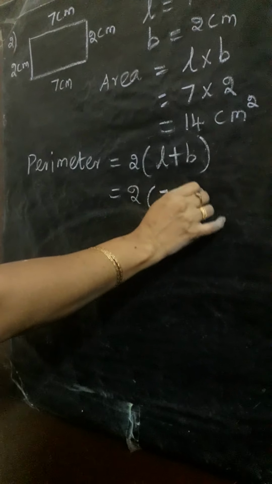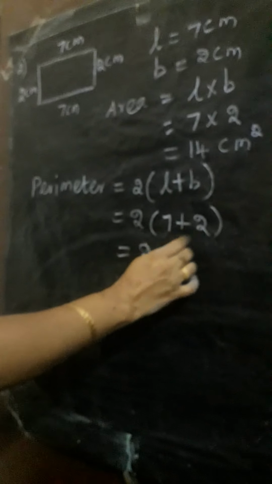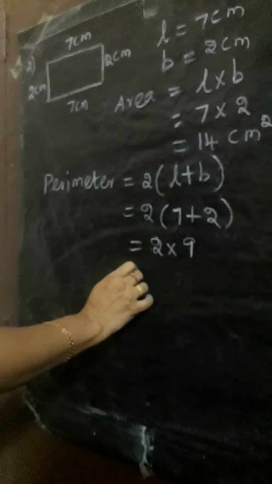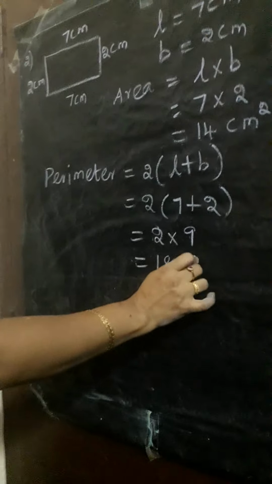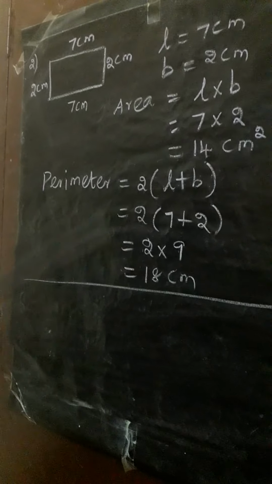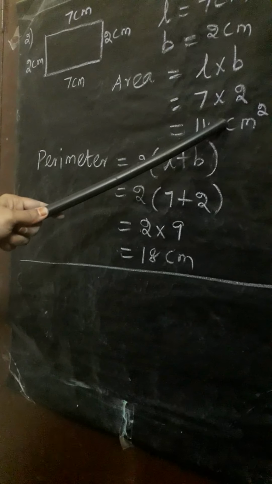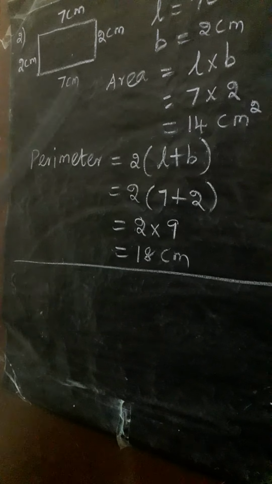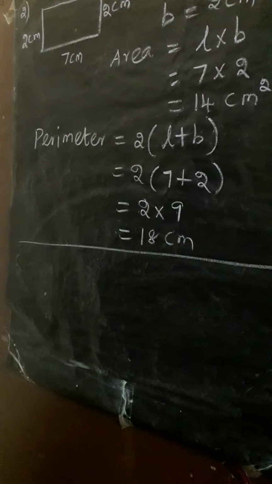So 7 plus 2. First you add 7 plus 2. So 7 plus 2 equal to 9. So 2 into 9, 18. So 18 centimeter is the perimeter of the given rectangle. Area of the rectangle is 14 centimeter square and the perimeter of rectangle is 18 centimeter.